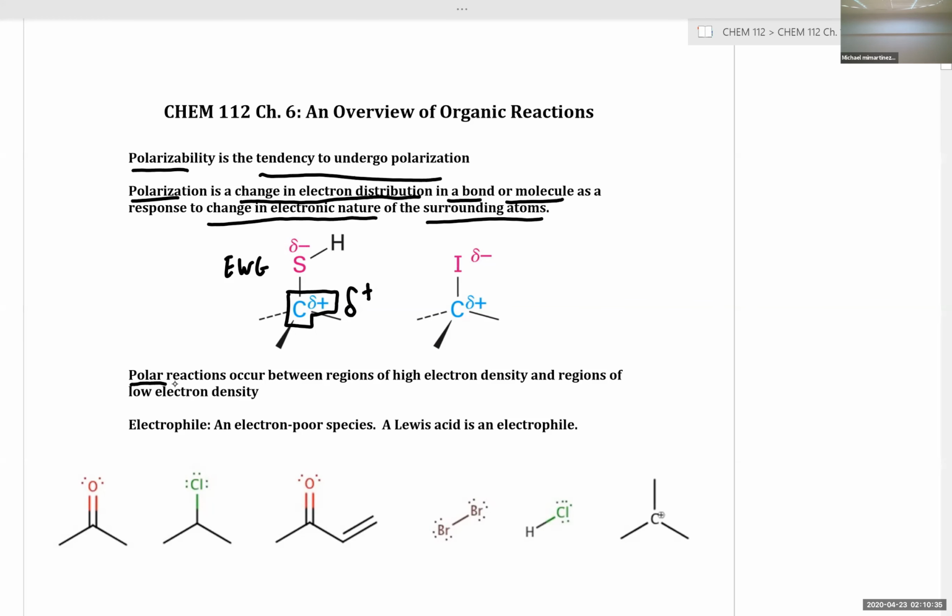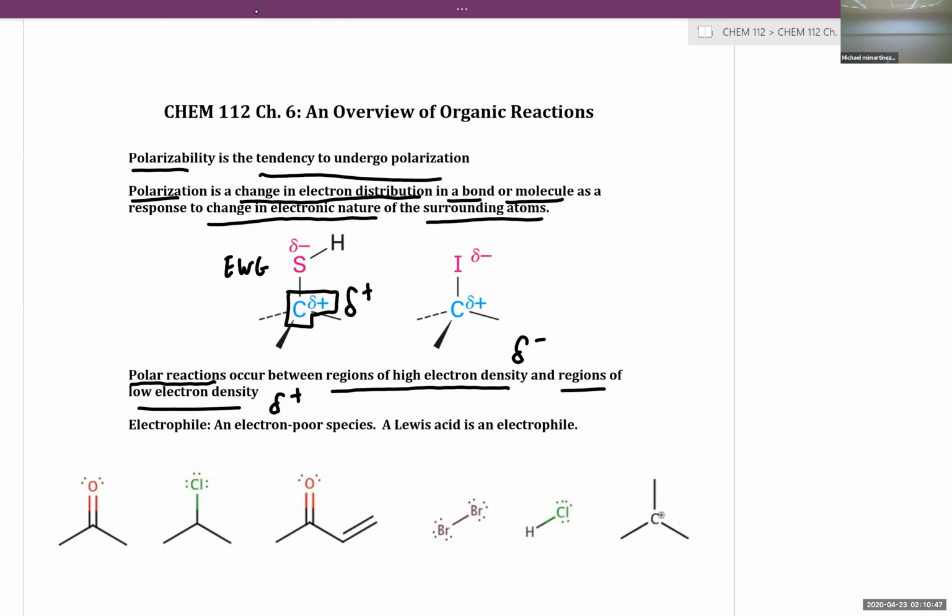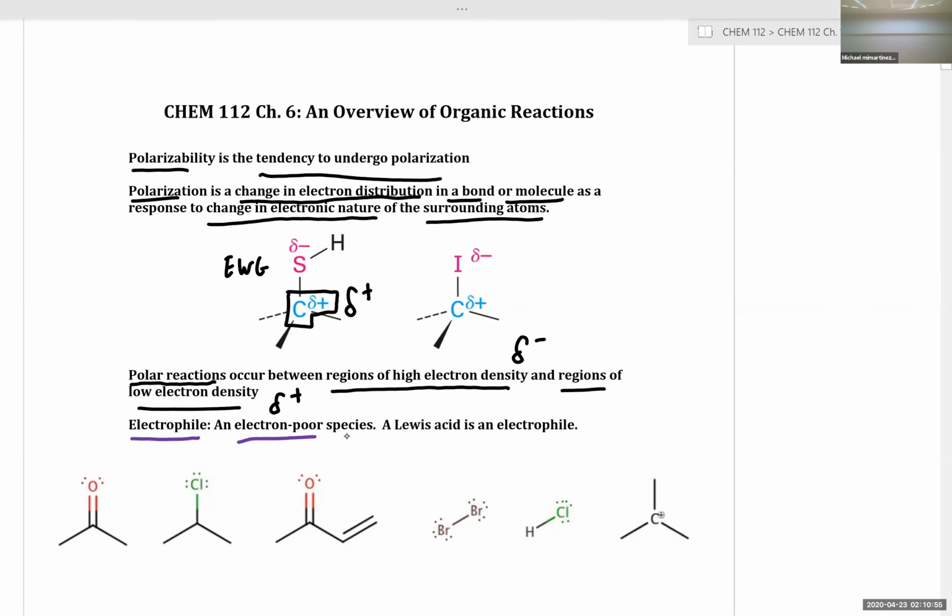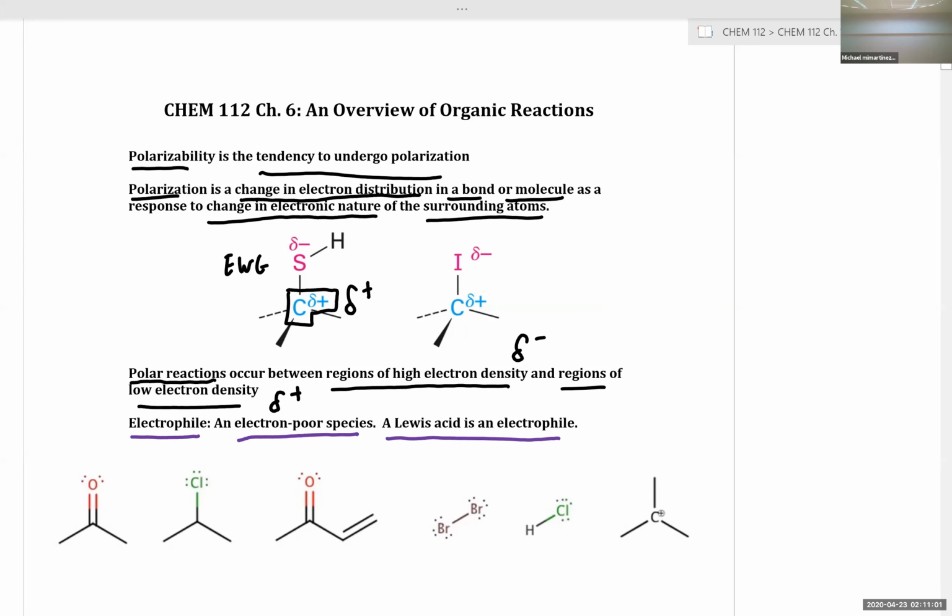Polar reactions can occur between regions of high electron density, delta minus, and regions of low electron density, delta plus. We call electron deficient species electrophiles, electron-loving species. They're an electron-poor species. A Lewis acid is a common example of an electrophile.